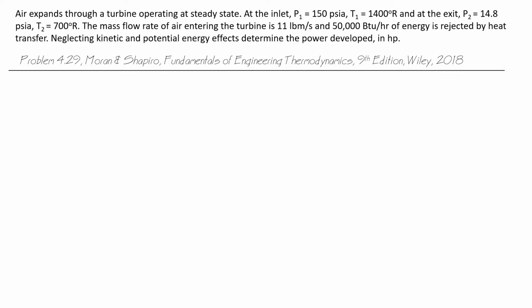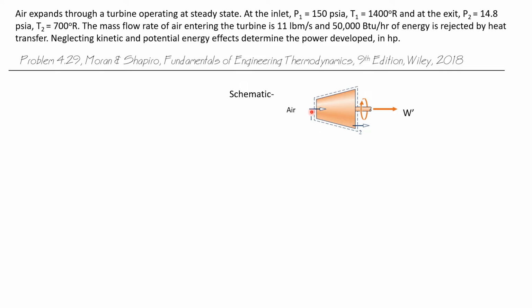The mass flow rate of air entering the turbine is 11 pounds mass per second, and 50,000 BTUs per hour of energy is rejected by heat transfer. Neglecting kinetic and potential energy effects, determine the power developed in horsepower. So let's lay out our storyboard as always.